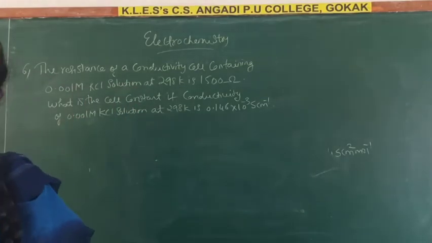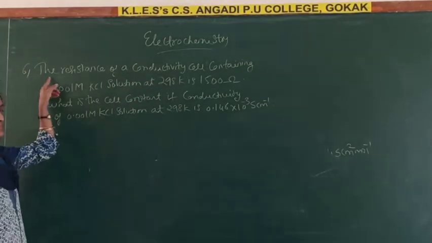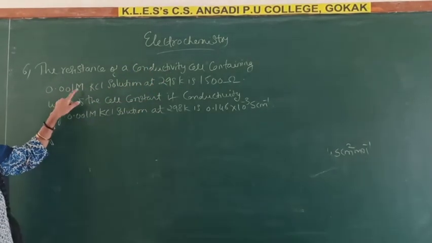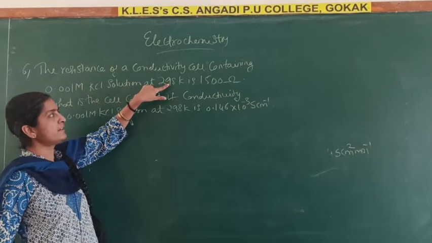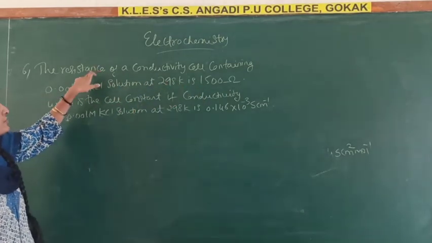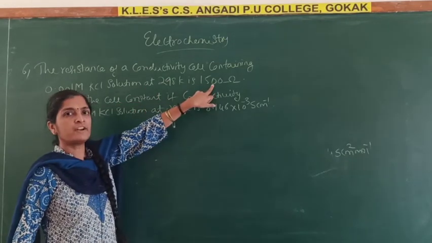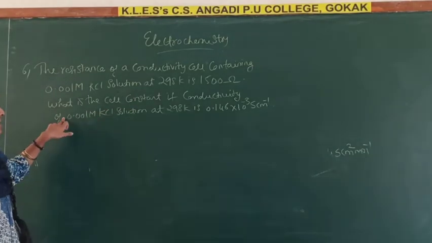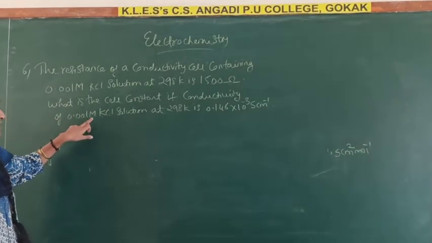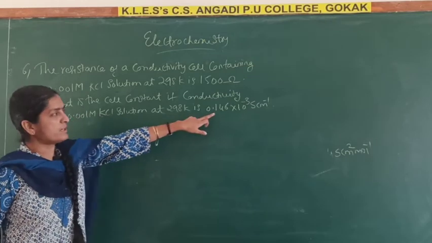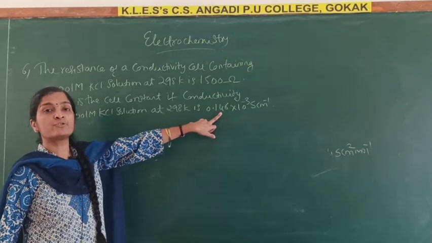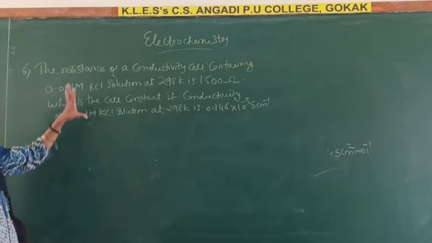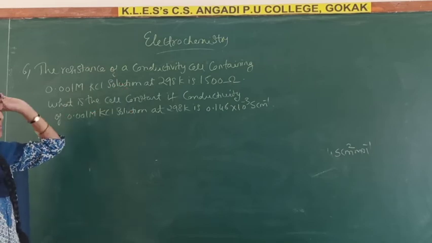Okay, so this is the problem. What is the problem? The resistance of a conductivity cell containing 0.001 molar KCl solution at 298 Kelvin is 1500 ohm. So the resistance of the conductivity cell is 1500 ohms. What is the cell constant? 0.001 molar is the concentration. The conductivity is 0.146 into 10 raised to minus 3 Siemens per centimeter. So you have to find out the cell constant. The problem looks bigger, but it is very simple.